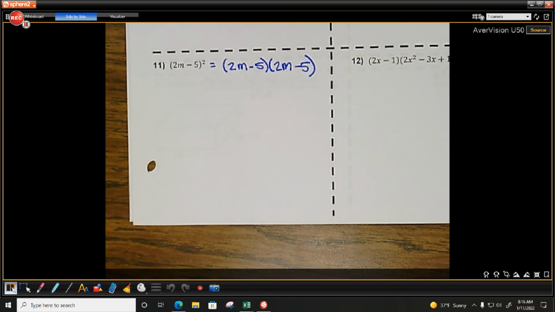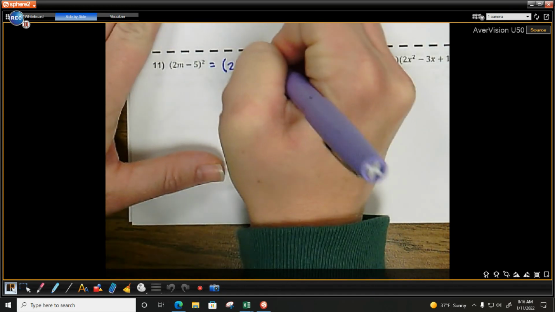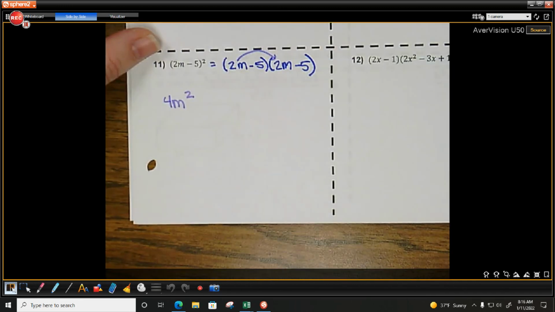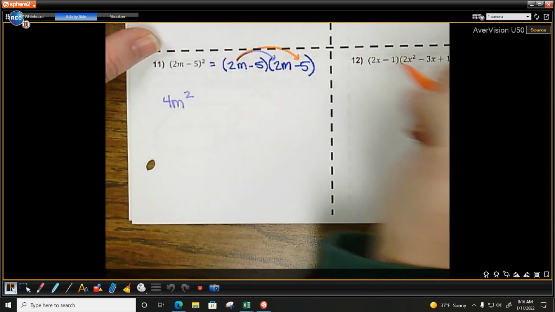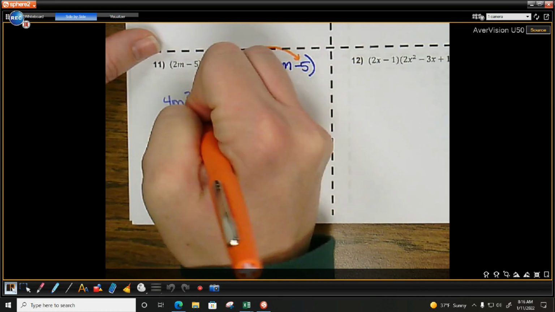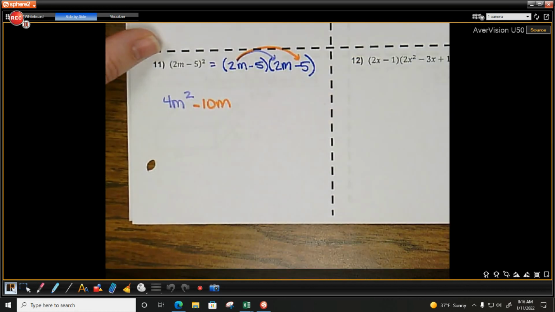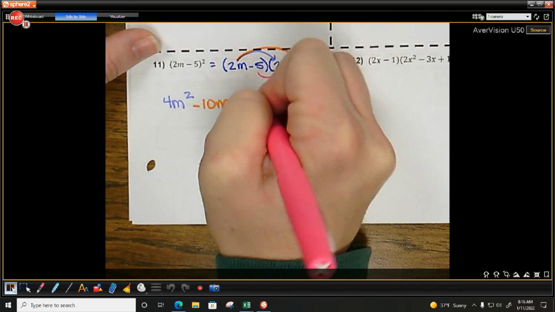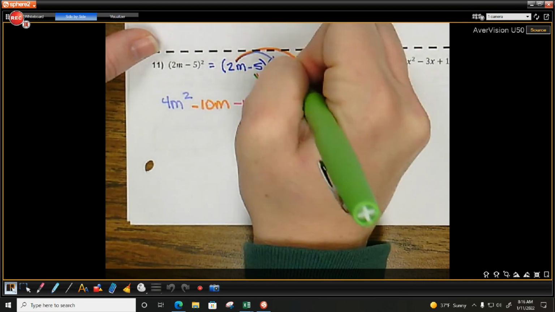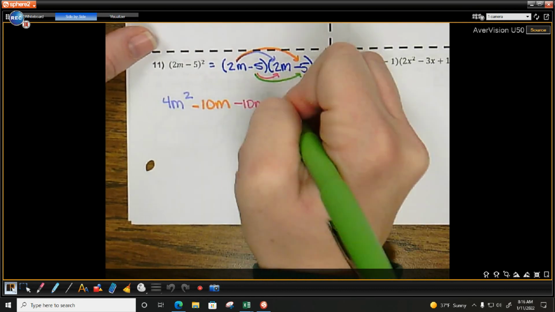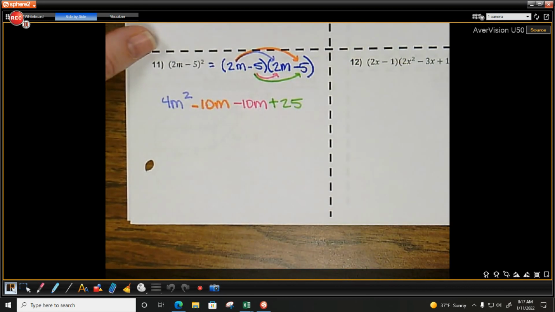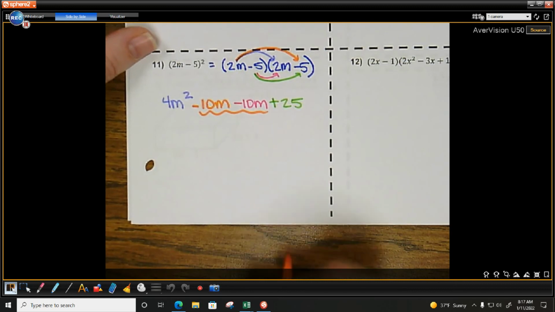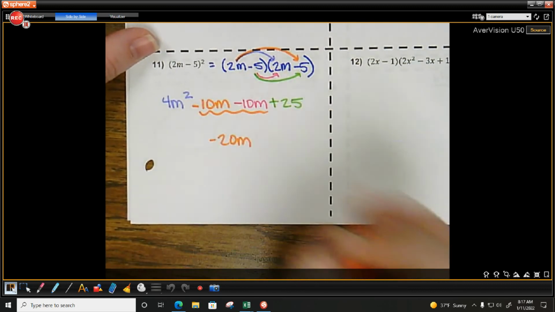So what's 2m times 2m? 4m squared. What's 2m times negative 5? What's negative 5 times 2m? And then what's negative 5 times negative 5? Positive 25, so plus 25. Very good. Are my middle terms alike? What's negative 10 minus 10 more? Negative 20m. Drop down your 4m squared and your plus 25.